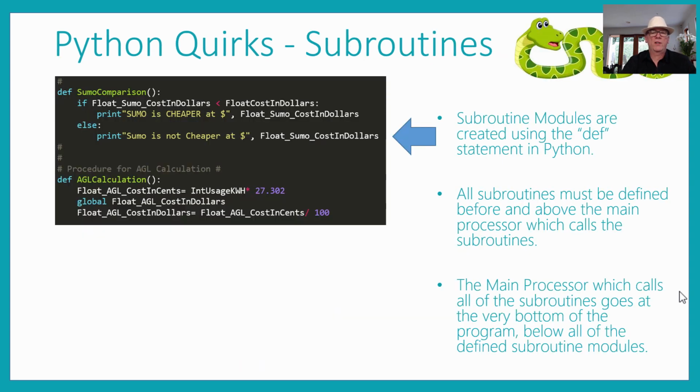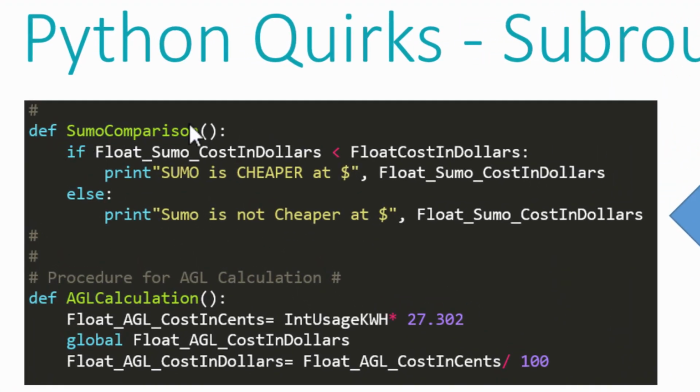All right, now subroutines in Python are also a little different. Like in Visual Basic, if you did a Hello World program, you saw that we have a private sub, then we put all our code in, then we have an end sub at the bottom of it. In Python, you just use the def statement, def, when you're going to define a subroutine. So here we've got a subroutine called sumo comparison that does some code.